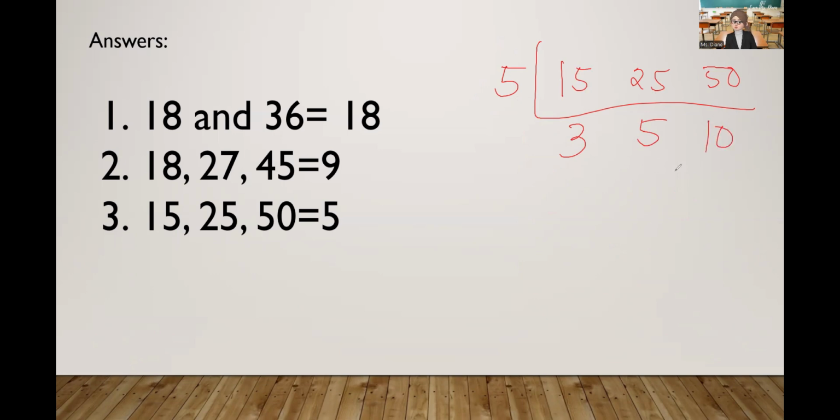Now 5 and 10 are divisible by a certain number, which is 5, but 3 is not divisible by 5, so you can stop now here. Get the number here. That's why your answer here is 5. That's it for today.